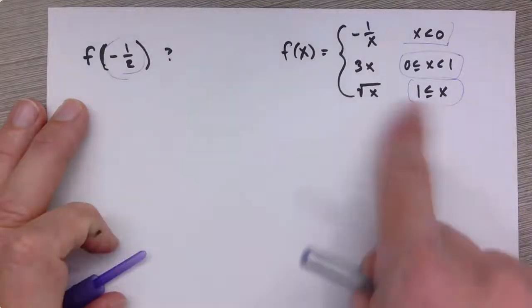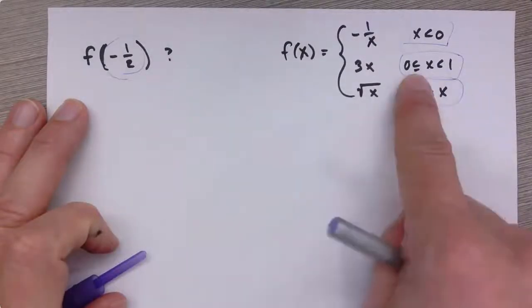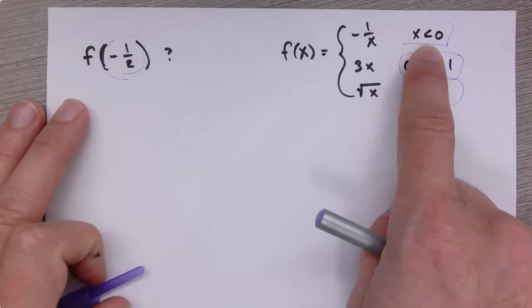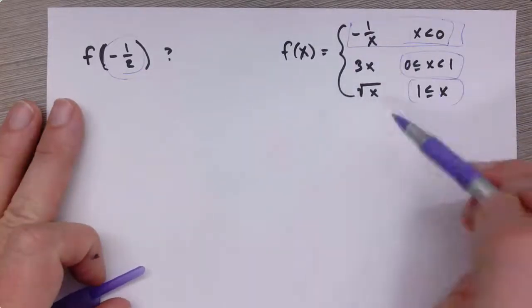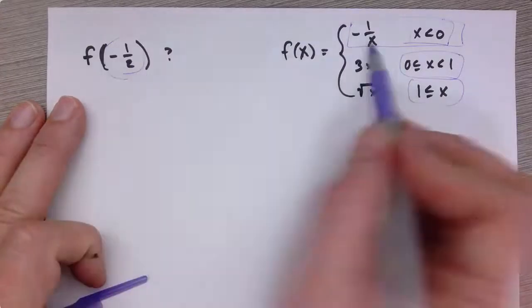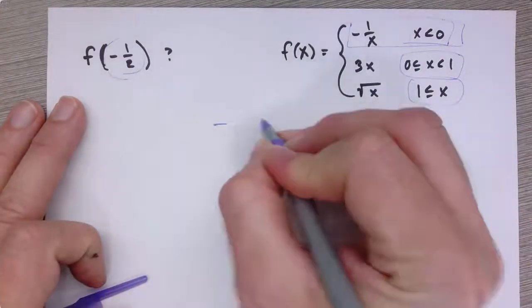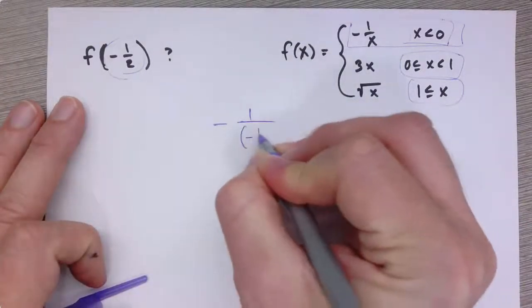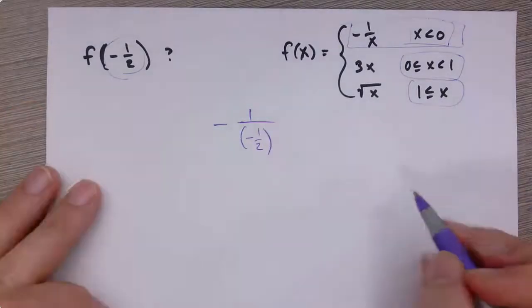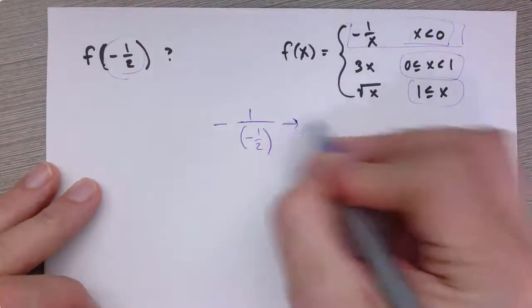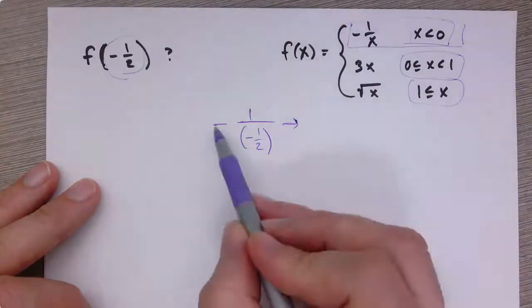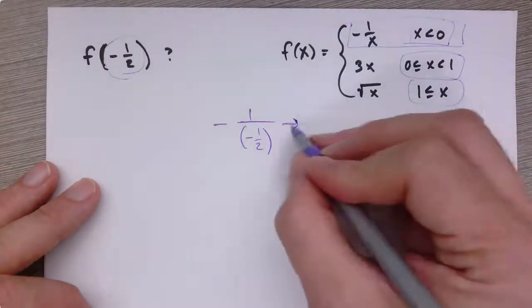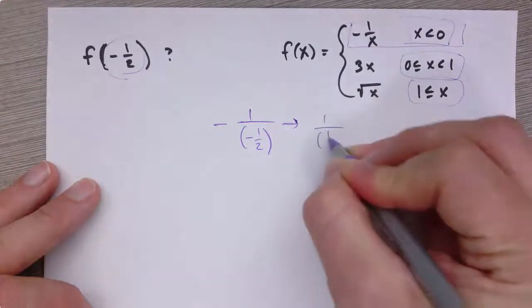So negative 1/2 isn't greater than 1. It's not between 0 and 1. It is less than 0. So that tells us that this is the right piece that we're going to plug into. So let's plug in negative 1/2 for our x. We've got negative negative 1/2. Okay, how are we going to simplify this one? At least one person in my class didn't remember what to do with this. The negative signs are going to cancel each other out, so we'll have 1 over 1/2.